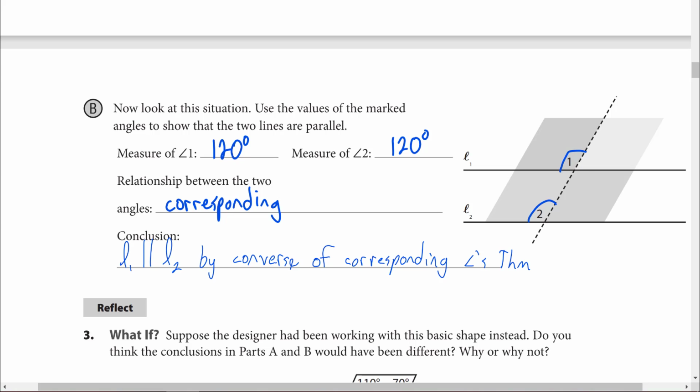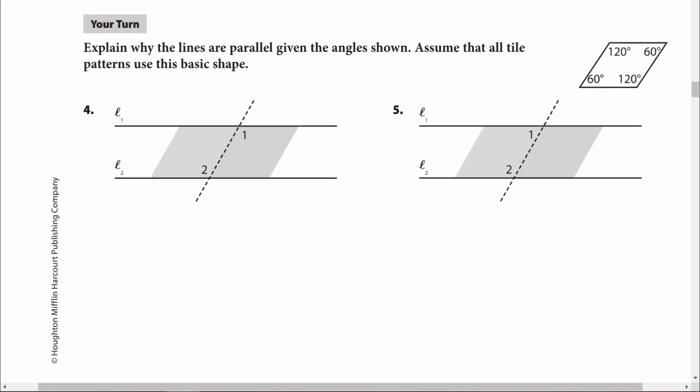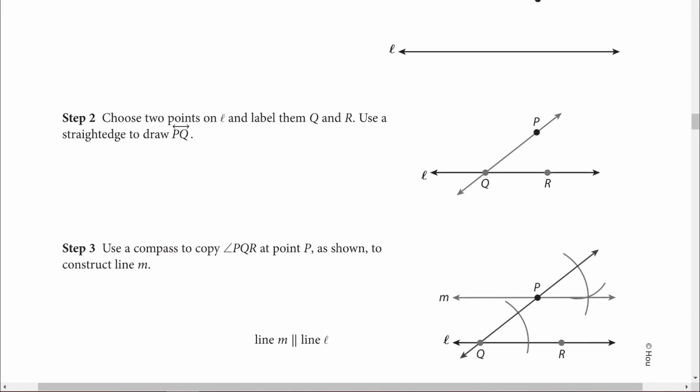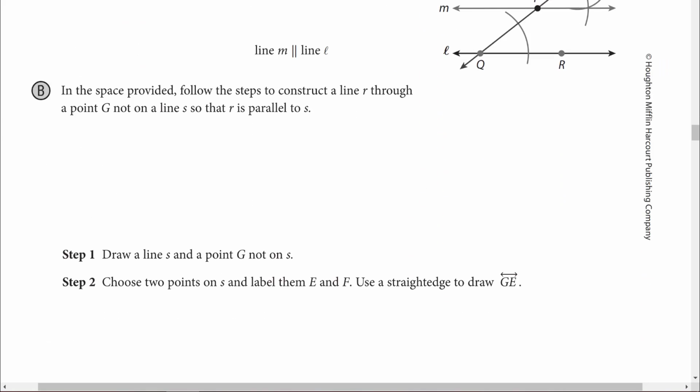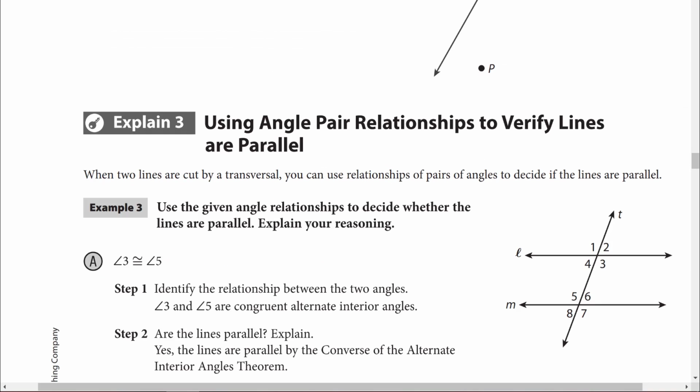That's it. You're just saying, do I know the lines are parallel? Yes, because the angles have this relationship. All right, let's scroll down here. We're skipping example 2 because that's going to need compasses. We'll do that in class. We're going to jump to example 3.